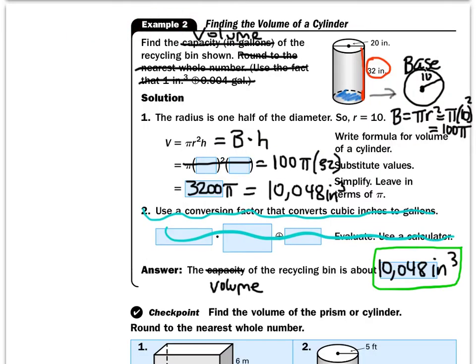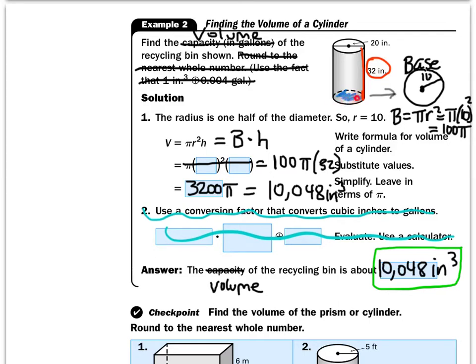Okay, I want to do example 2, finding the volume of the cylinder, but I'm going to change their directions. We're just going to find the volume, so you can cross out capacity in gallons and put volume of the recycling bin over here. Okay, and you can cross out all this other stuff. We're not going to round. We're going to be exact.